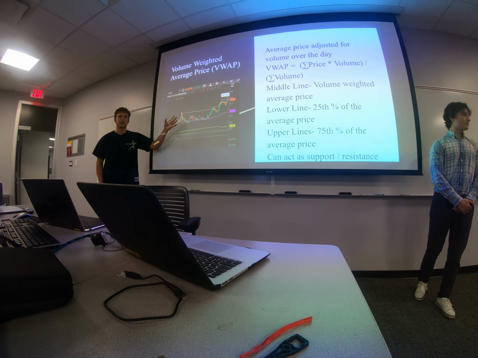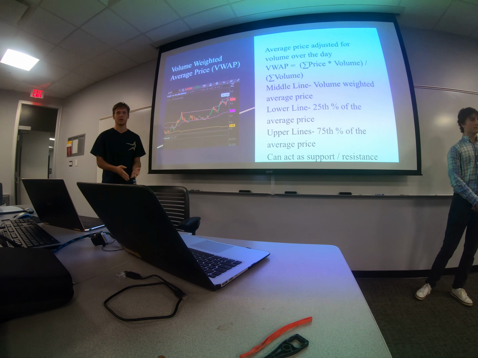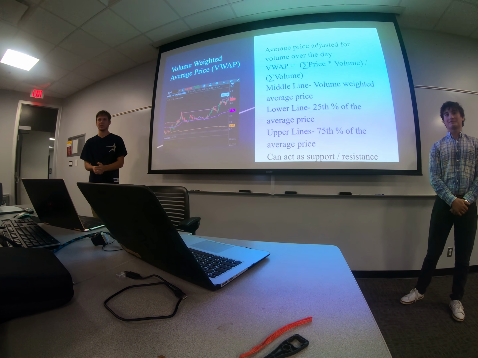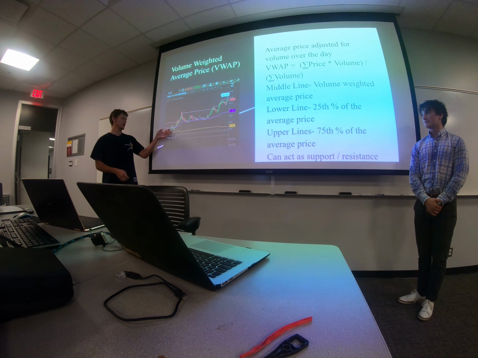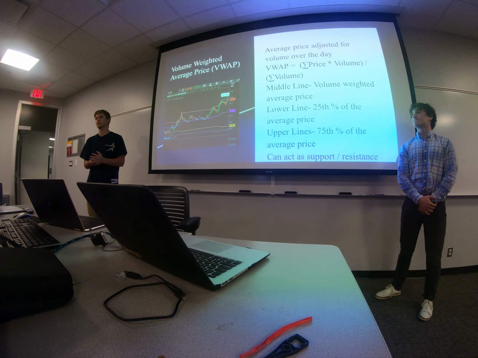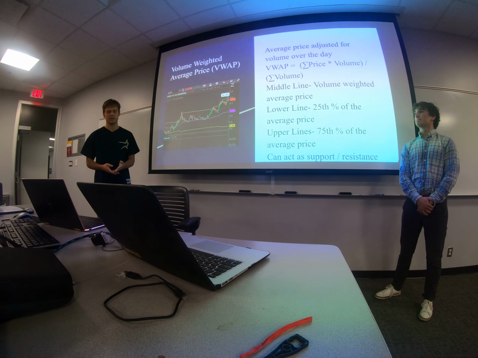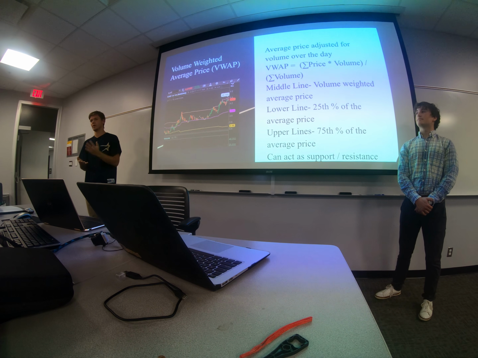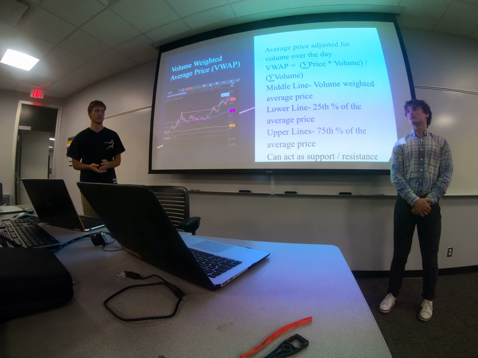And then the upper line represents the 75th percentile of price action over that given day. And then the yellow line right below represents the 25th percentile of the average price during the day. So basically what that means is that when it's below the middle line, it's trending down compared to the average of the stock price during that day. Conversely, if it's above the middle line, then it's trending above what the average price is during that day. And of course, it can act as support and resistance.